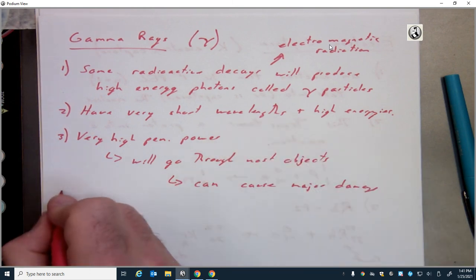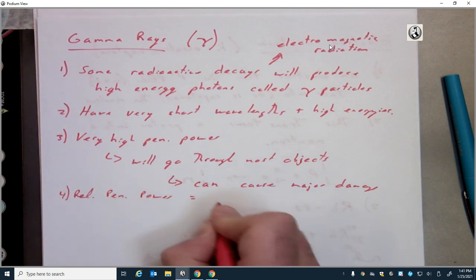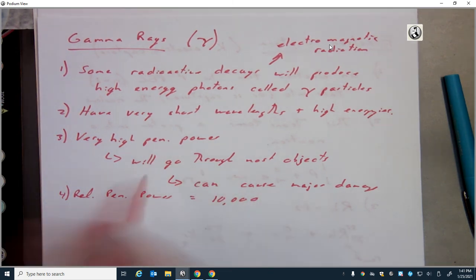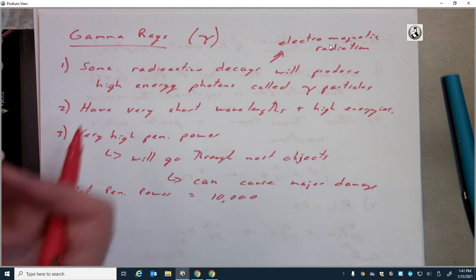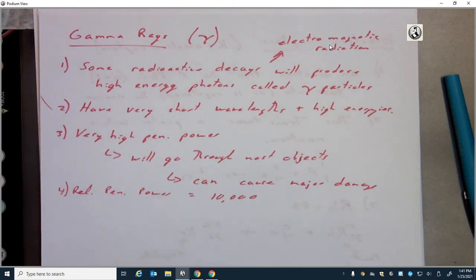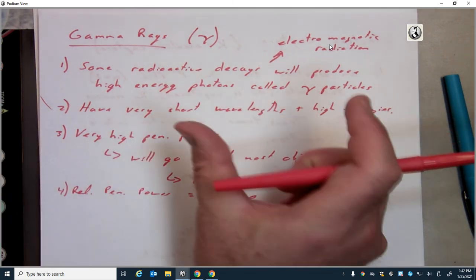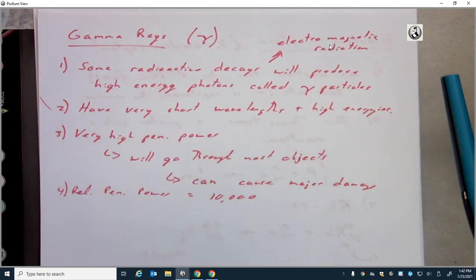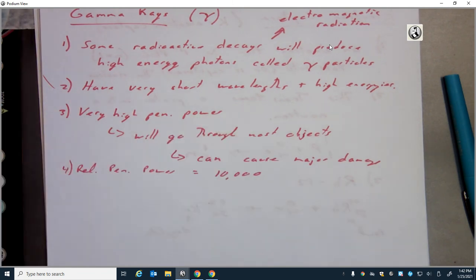Our relative penetrating power is equal to 10,000. So to stop these, you're going to need inches of lead. Like when you go to the dentist or get an X-ray, they put a lead vest over you. Those are to stop X-rays, which are nowhere near as penetrating as this one. You're going to need inches of lead to stop it, or meters of concrete. When we think of a bomb shelter, you're talking about large amounts of concrete to absorb those gamma rays. That's how powerful they are.